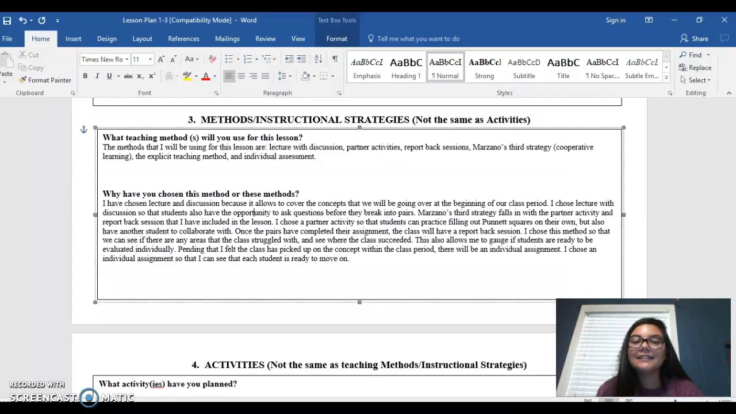Pending that I felt like we covered everything in this class and the class is ready, I will give them an individual assessment, and I chose an individual assessment so that I can see where each student is ready to move on and that we can build onto this knowledge.